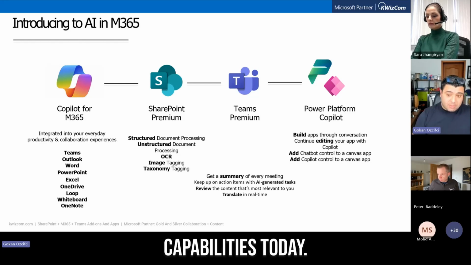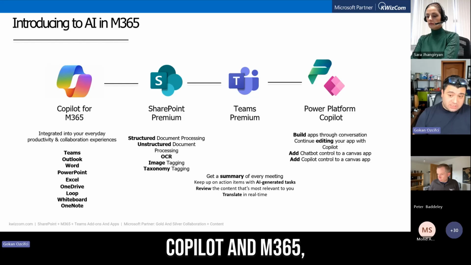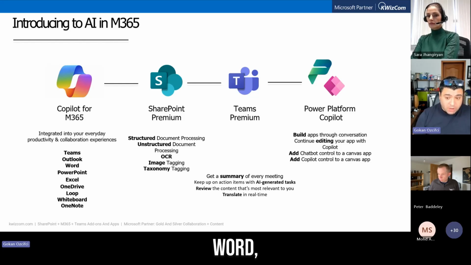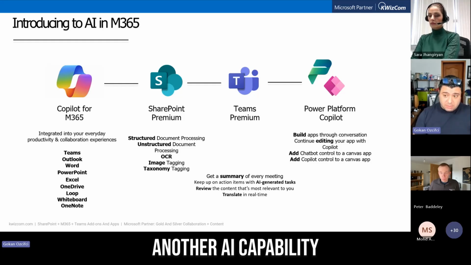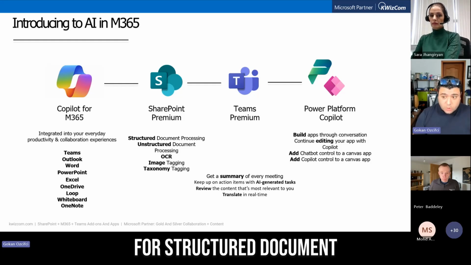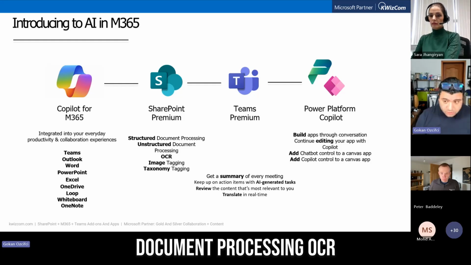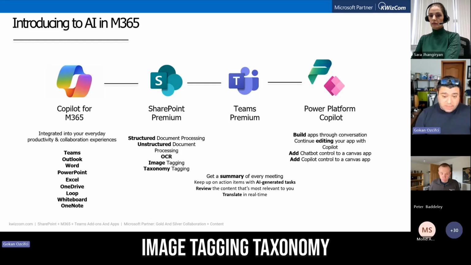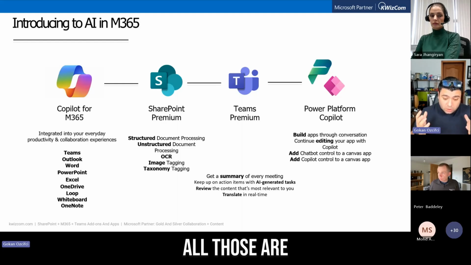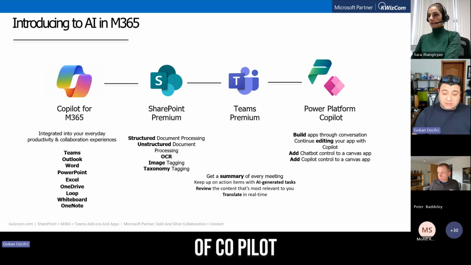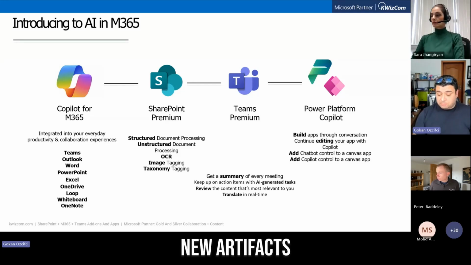Now, when you look at the M365 ecosystem, from SharePoint to Teams to Power Platform, we have a lot of AI capabilities today. Copilot in M365, Teams, Outlook, Word, PowerPoint, OneDrive, Loop, and so on. In SharePoint, we have SharePoint Premium and yet another AI capability for structured or unstructured document processing, OCR, image tagging, taxonomy tagging, and so on. We have Teams Premium, Copilot in Power Platform.